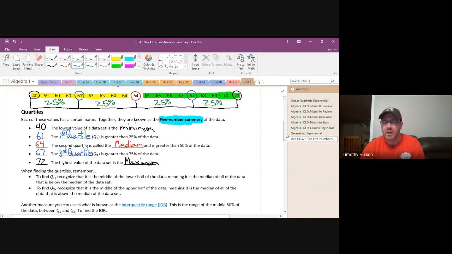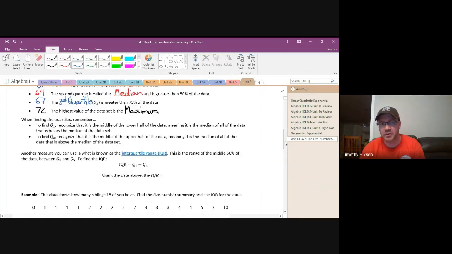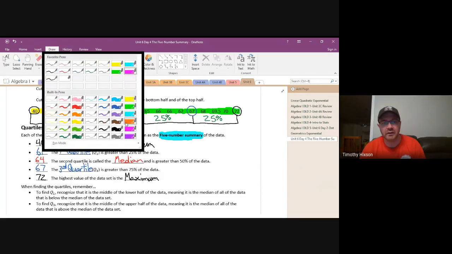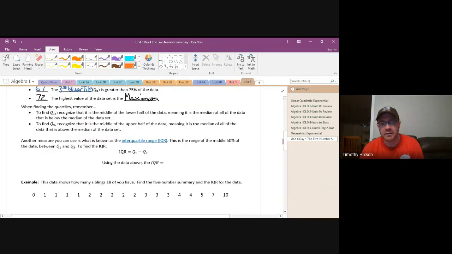Now, one other value that is significant here is what's known as the interquartile range, or IQR. IQR is how we'll abbreviate it. This is the middle 50%. If you look up here, that middle 50%, I'll highlight this in orange, is right here, and it's going from the 61 up to 67. So it's that middle 50%.